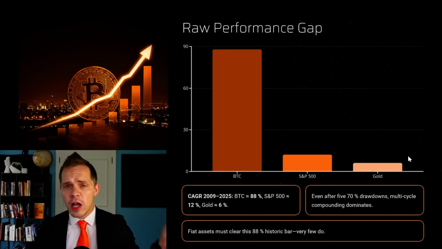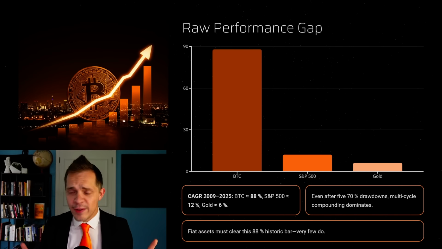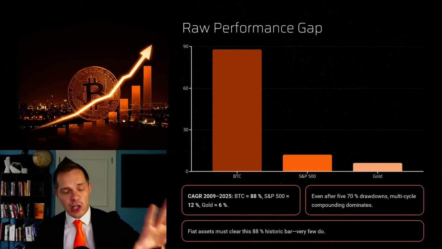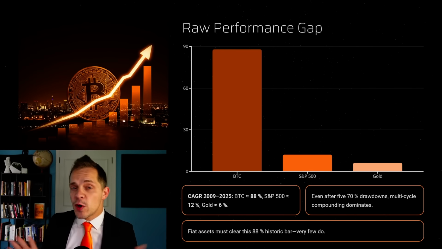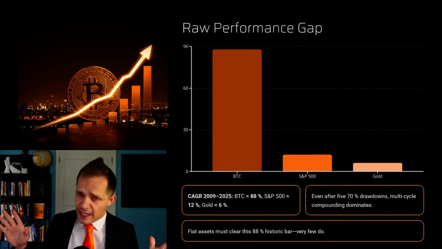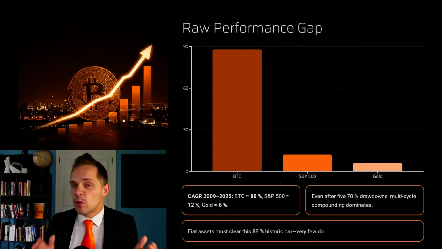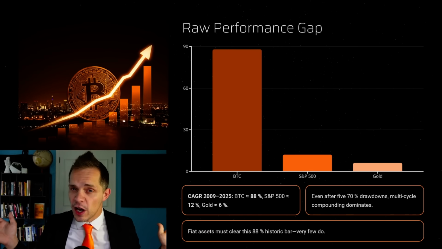Here is the blunt force data. Since January 2009, Bitcoin compounds at roughly 88% a year. The S&P 500, even in its longest bull stretch in living memory, clocks in near 12. Gold, the boomer bunker asset, musters 6. In other words, Bitcoin has been lapping blue chip equities like a Formula One car stuck behind Sunday traffic. And it's doing donuts around bullion for good measure.